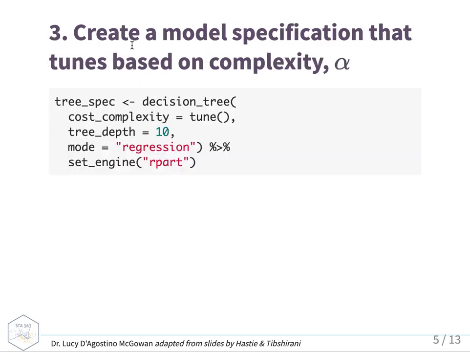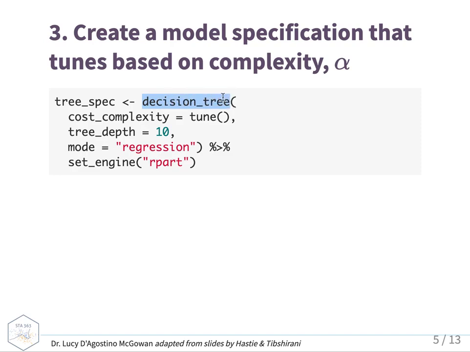My third step is to create a model specification that tunes based on complexity, alpha. Let's take just a second to walk through this. I'm calling this model tree spec. This should look kind of like when we were making our model specifications for ridge and lasso, where we were using the linear underscore reg function. But now we're doing decision trees, and so I'm going to use the decision underscore tree function.